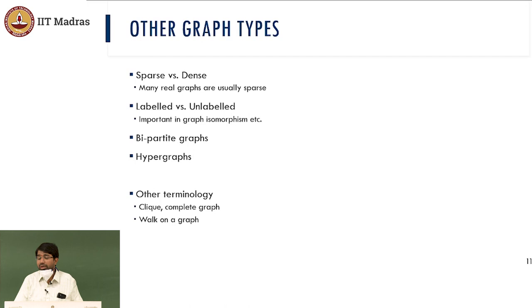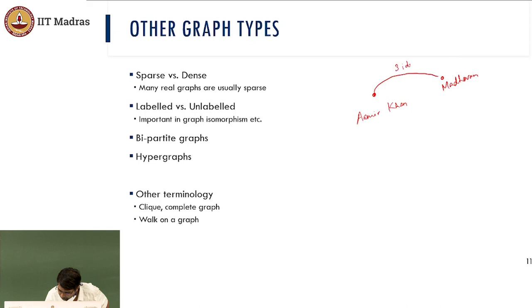Okay, so nodes are actors and edges are movies. Can you just pick some movie and pick some actors and give me some names? I'll write. I'm going to put a node for Madhavan, is it? And I'm going to put an edge. I'm not going to necessarily have to label it, but let me label it in any case.